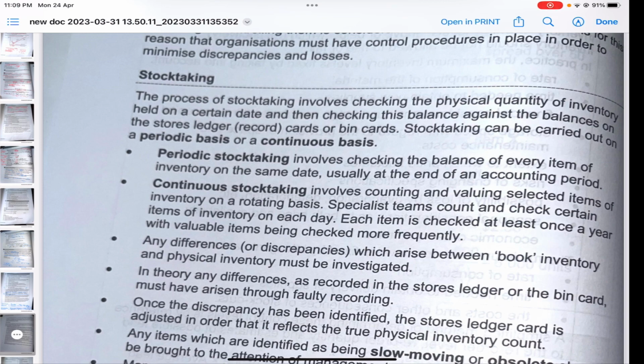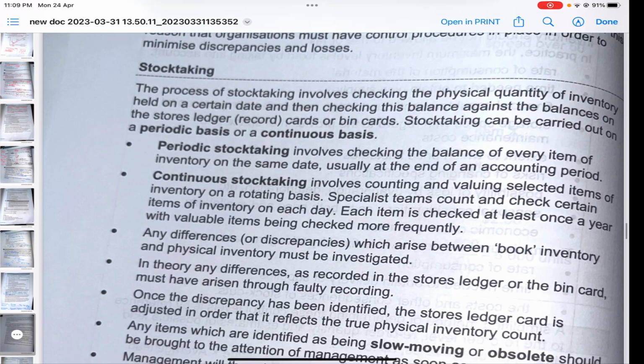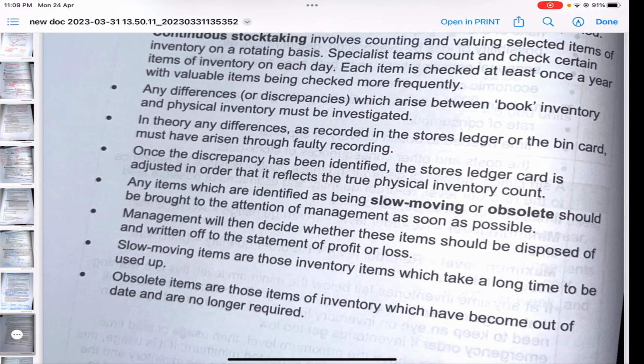So stock taking is basically just physically counting how many goods we have and trying to compare it with our store bin cards. Any differences which arise between book inventory and physical inventory must be investigated. In theory, any differences as recorded in the store's ledger or the bin card must have arisen through faulty recording. Once the discrepancy has been identified, the store ledger card is adjusted in order that it reflects the true physical inventory. So whatever discrepancies occur, you need to take a note of it and rectify it as soon as you realize it.